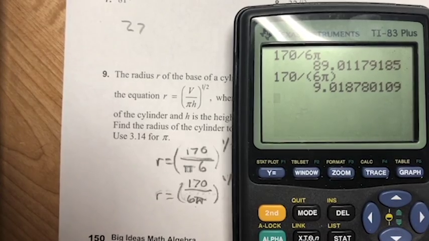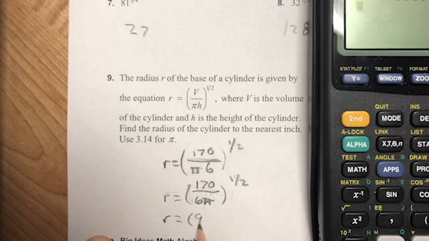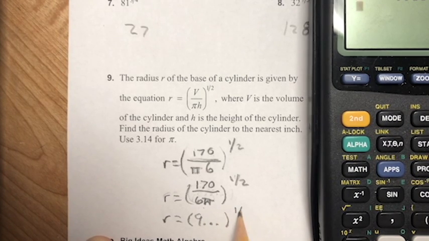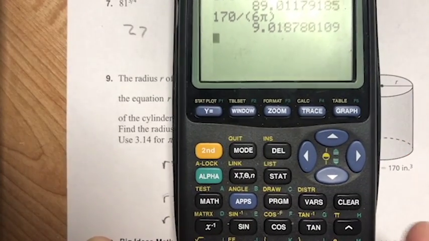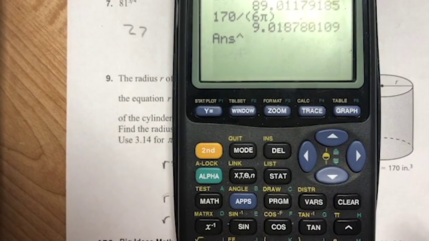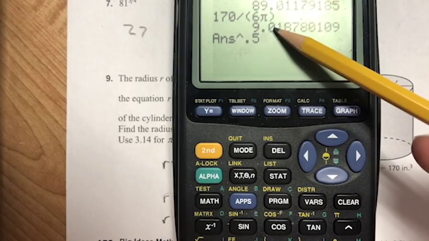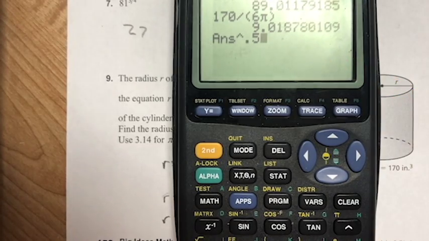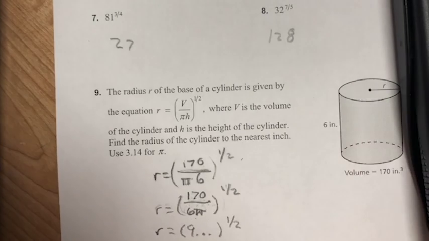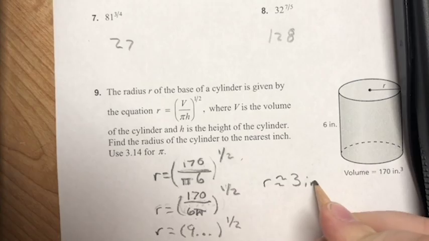All right, now that we've done that, we can go ahead and say that R is equal to approximately 9 point something something raised to the 1/2 power. We can use our calculator to help us out in this. I'm going to hit the raise button, and it's going to do this. It says Ans raised to 0.5, or 1/2. What I'm telling my calculator to do is raise my last answer of 9.1 to 1/2. When I do, I get approximately 3. So the radius of this thing is approximately 3 inches.